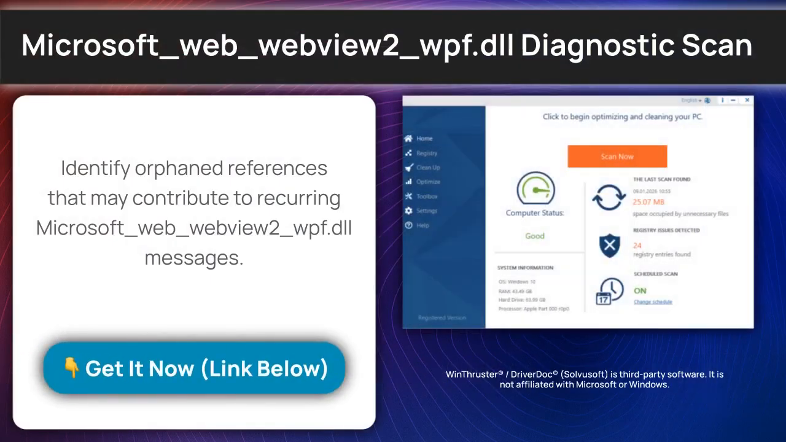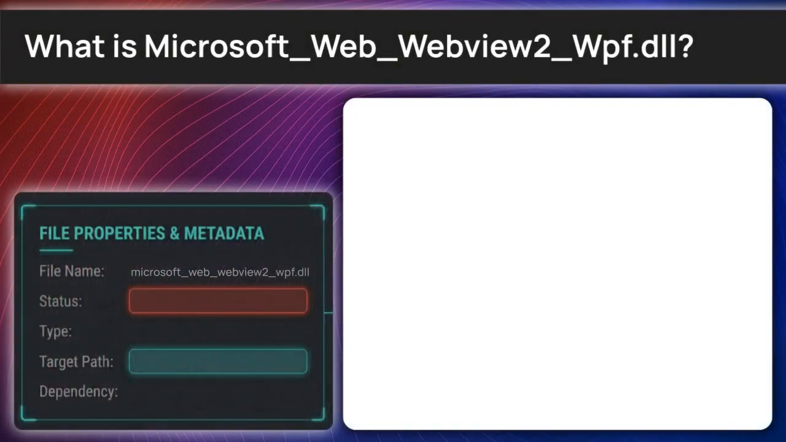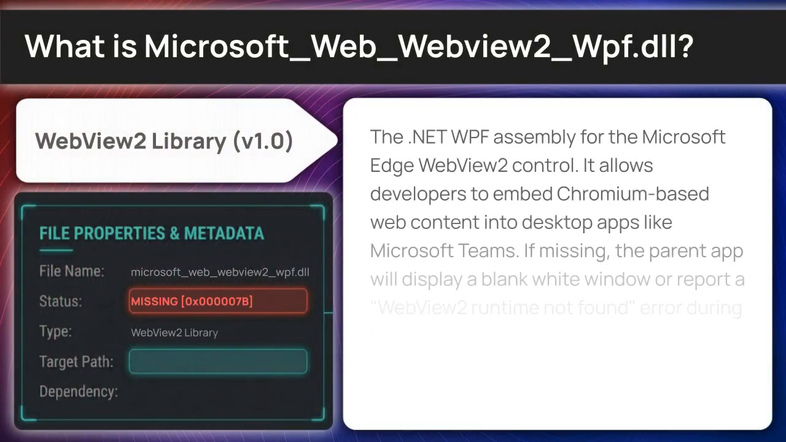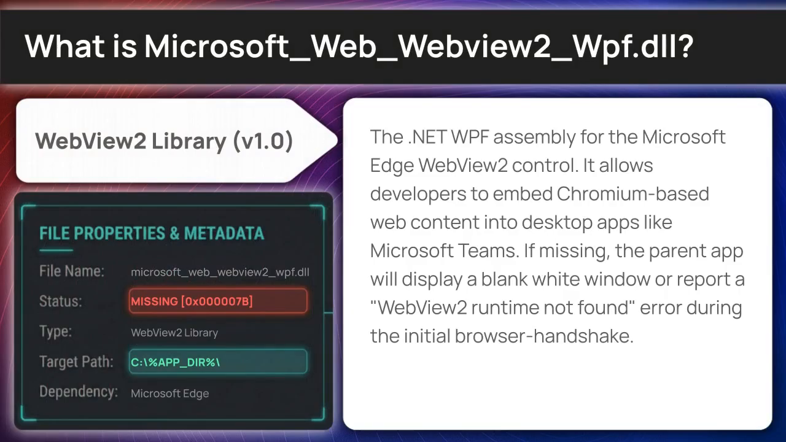This is the Microsoft Web WebView2 WPF, the .NET WPF assembly for the Microsoft Edge WebView2 control. It allows developers to embed Chromium-based web content into desktop apps like Microsoft Teams. If missing, the parent app will display a blank white window or report a WebView2 runtime not found error during the initial browser handshake. Now let's get this fixed up.